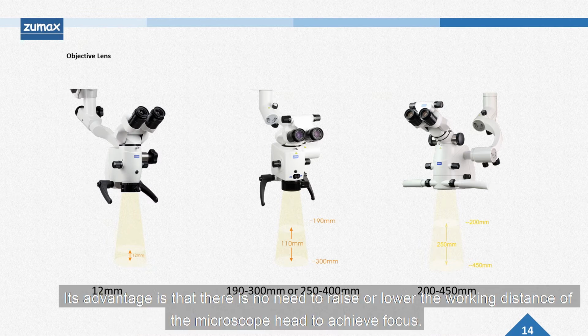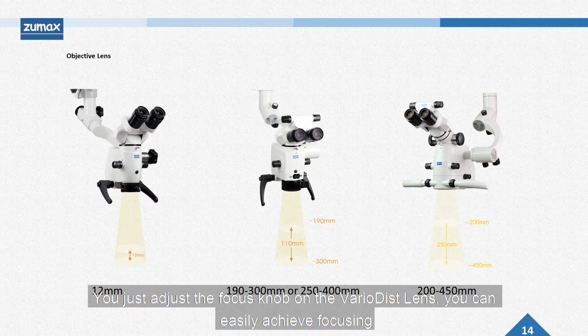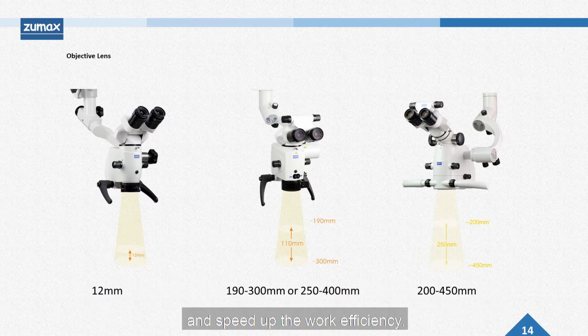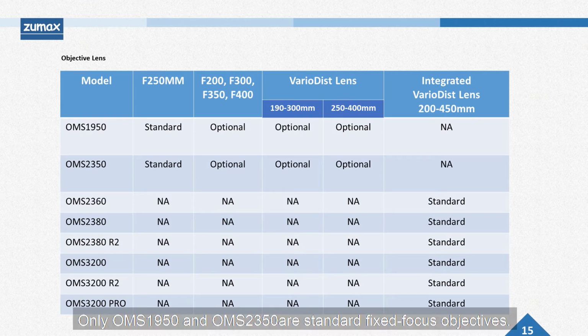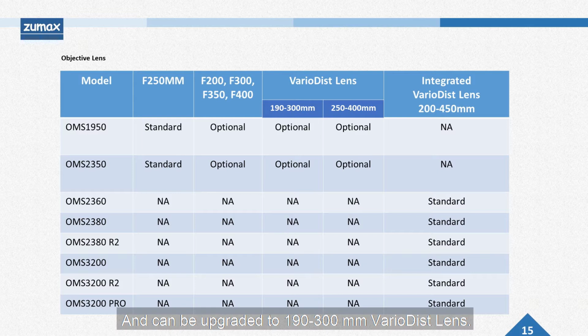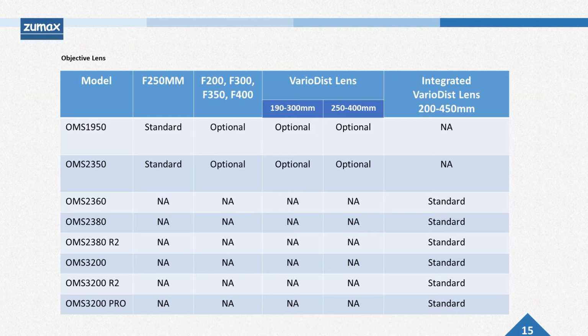Its advantage is that there is no need to raise or lower the working distance of the microscope head to achieve focus. You just adjust the focus knob on the varifocal lens. You can easily achieve focusing and speed up the work efficiency. As you can see from this table, only OMS 1950 and OMS 2350 are standard fixed focus objectives and can be upgraded to a 190 to 300mm varifocal lens.